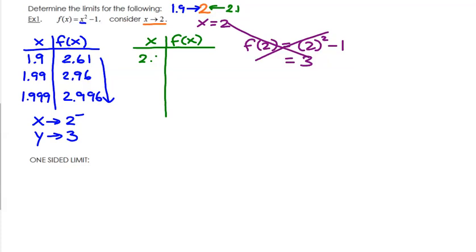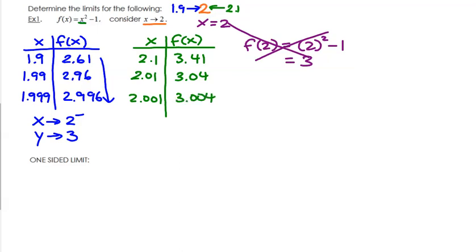Okay, so 2.1, maybe 2.01, 2.001, and so getting closer and closer to 2 from the right-hand side. I'm going to take each of those values and again sub it into my x value. So 2.1 squared minus 1 gives me 3.41. And then these are the other ones if I start subbing in these x values.